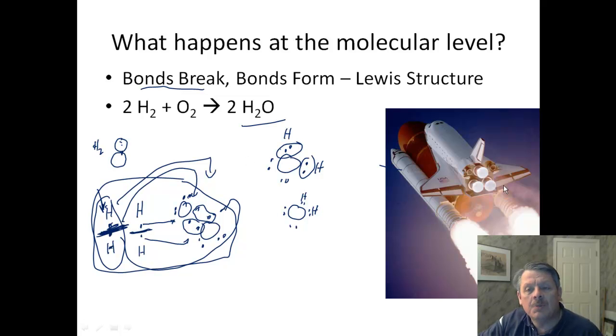Now, why is this picture here? Well, just a reminder, what's coming out of the back of the space shuttle there is hydrogen bonding with oxygen and producing water.